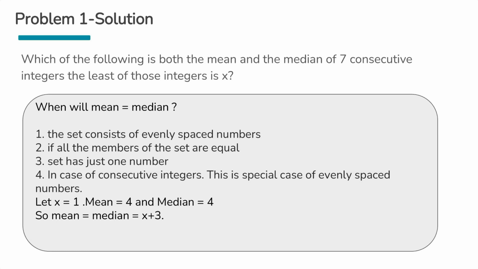When will mean be equal to median? The set consists of evenly spaced numbers. If all the members of the set are equal, or the set has just one number. In case of consecutive integers, it is a special case of evenly spaced numbers. In all these cases, mean will be equal to median. Clear? That's what we just saw.